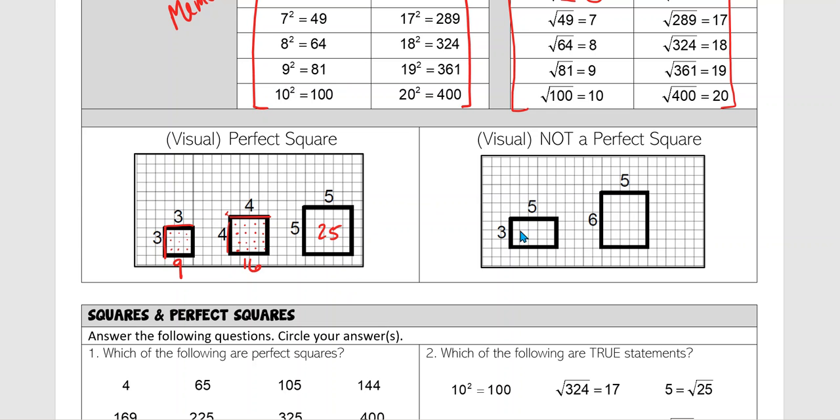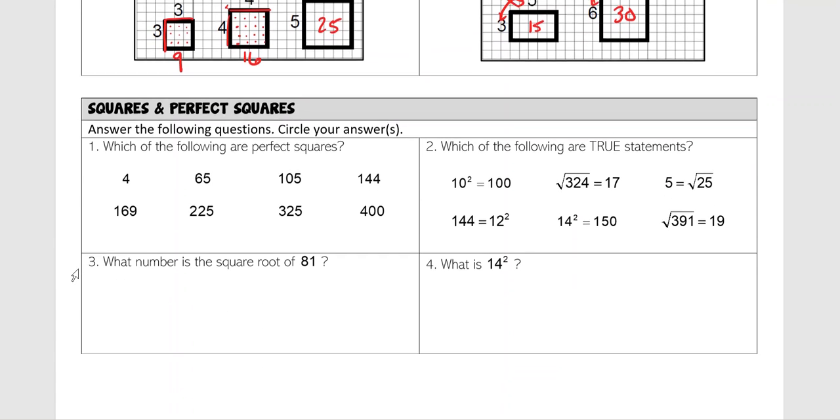If I look at these ones inside, here we have 15. That's not a perfect square because these numbers are different. So that is not a square, it's actually a rectangle. And here inside we have 30, but 6 and 5 are not the same, so it's not a perfect square.